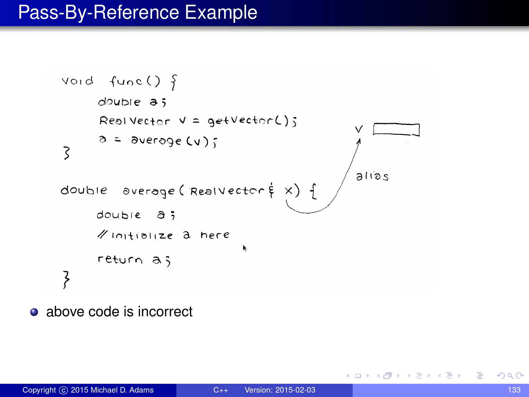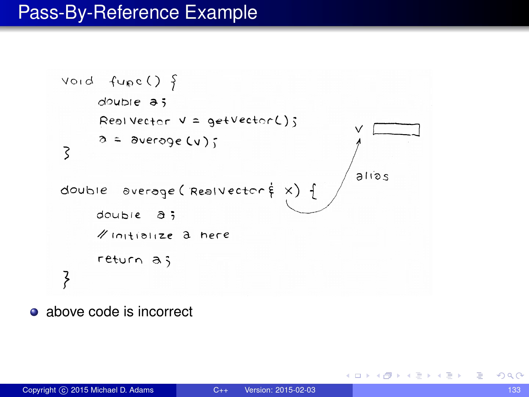Then we have some code here represented by this comment. I'm not actually showing what the code looks like because it's not really relevant from the point of view of this particular example, but the code represented by this comment is the code that actually computes the average and stores it into the variable a. And then at the end, we return the average value a that was computed by this function.